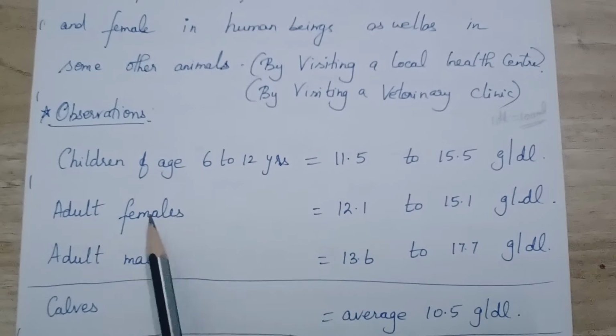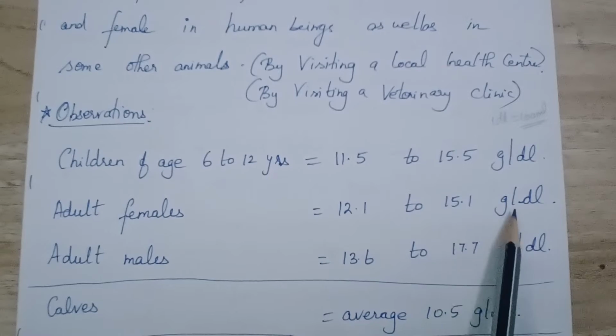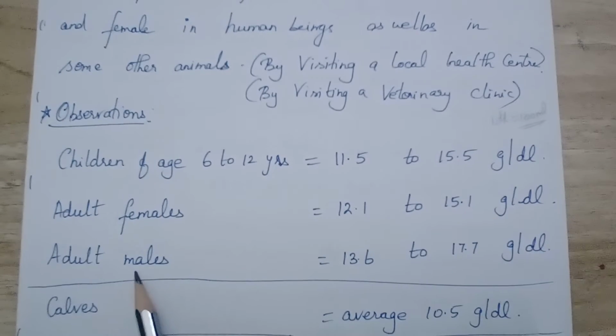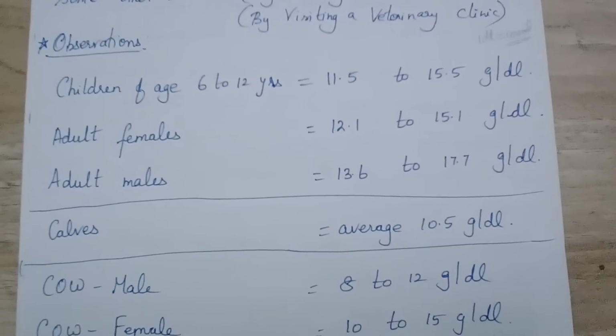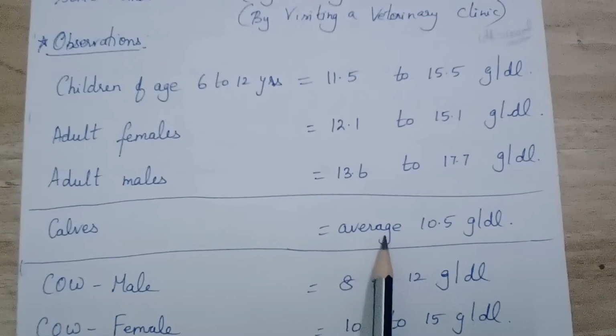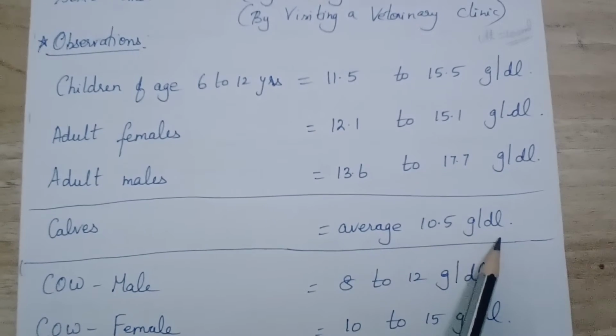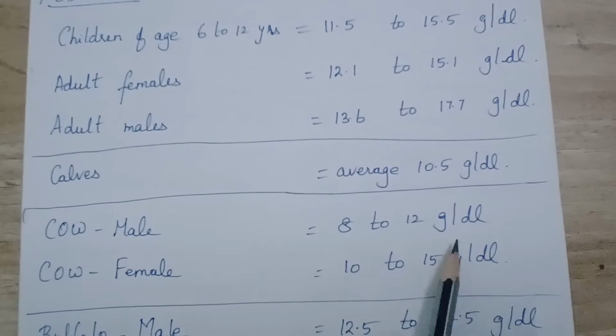For adult females, it should be 12.1 to 15.1 grams per deciliter, and for adult males 13.6 to 17.7 grams per deciliter. For calves, the babies of cows and buffalo, they gave only the average value of 10.5 grams per deciliter. For male cows it is 8 to 12 grams per deciliter, and for female cows 10 to 15 grams per deciliter.